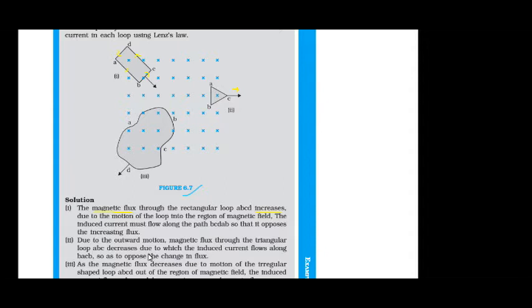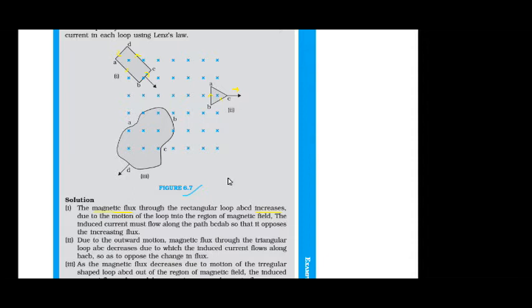Magnetic flux through the triangular loop ABC decreases, due to which the induced current flows along CBAC, in this direction it flows, so that it can oppose the change in magnetic flux.